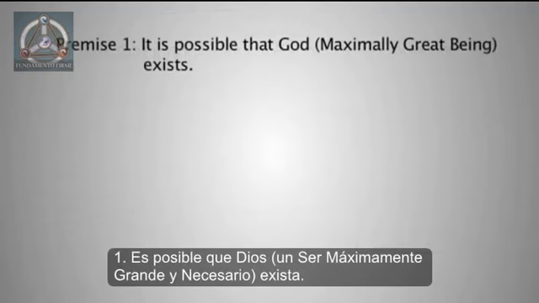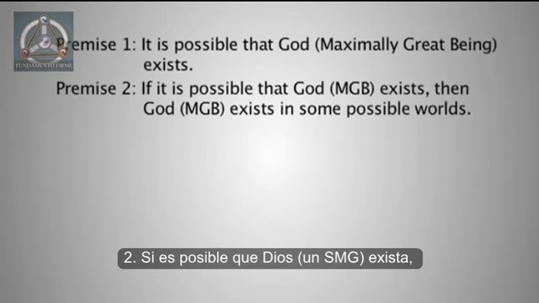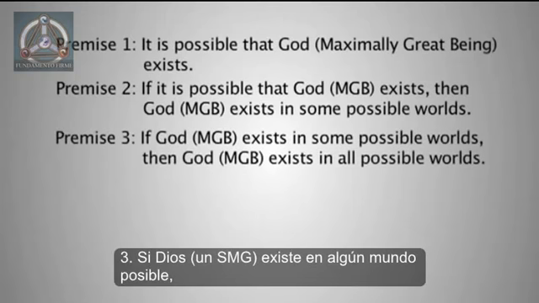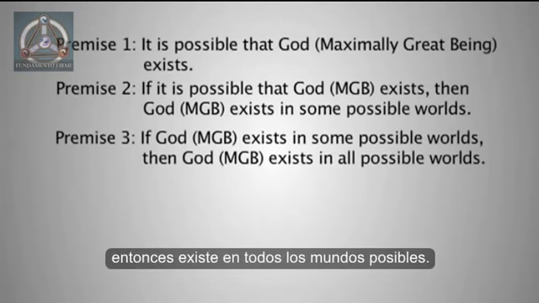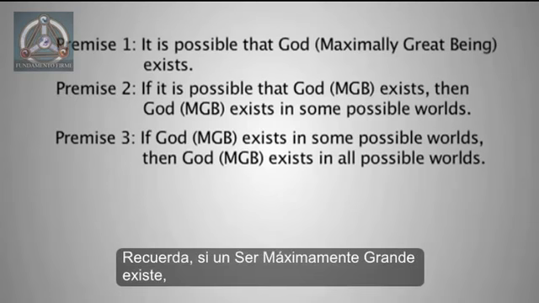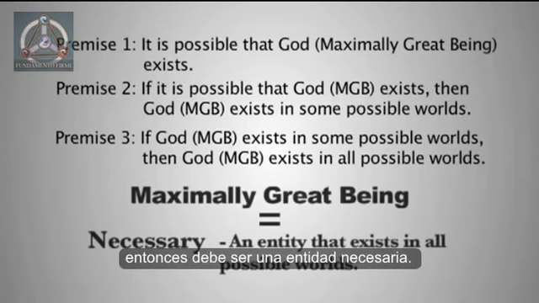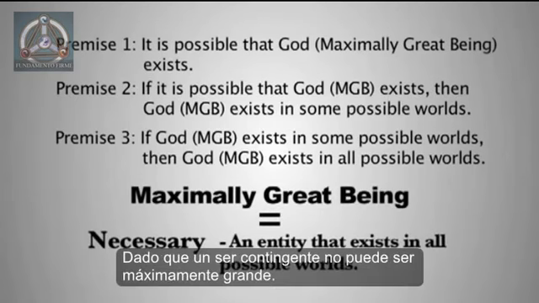Premise 1. It is possible that God, a maximally great and necessary being, exists. Premise 2. If it is possible that a maximally great being exists, then a maximally great being exists in some possible worlds. Premise 3. If a maximally great being exists in some possible worlds, then a maximally great being exists in all possible worlds. Remember, if a maximally great being exists, then he has to be a necessary entity, because a contingent being cannot be maximally great.